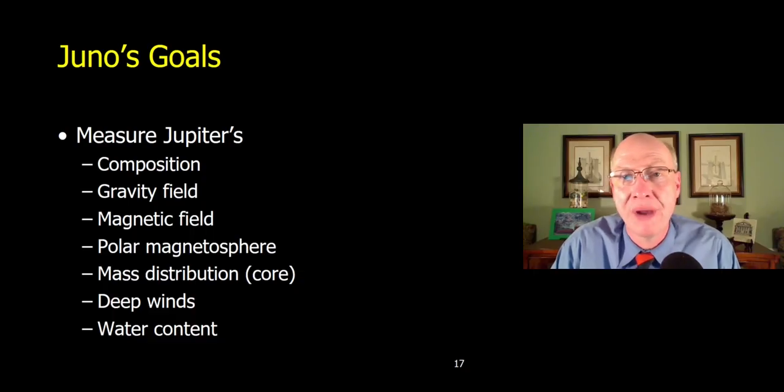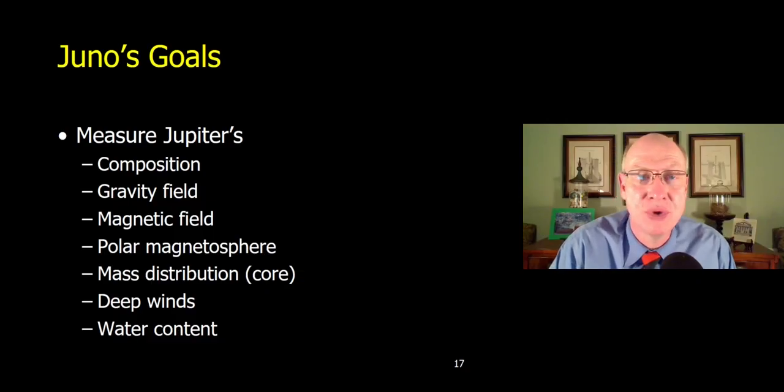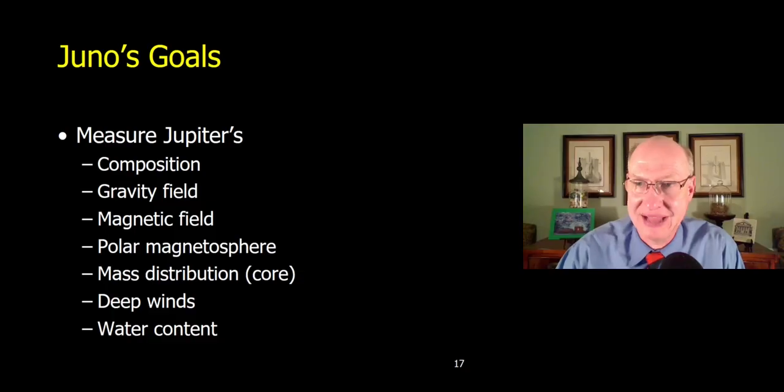We can learn more about what's going up there with the magnetic field near the north and south poles on Jupiter. And again, from the gravity field, we can get the mass distribution inside of Jupiter and learn about that core that might be down there, learn about the winds that are going on below the surface. And then finally, a really important thing about the composition of Jupiter is knowing how much water it has.